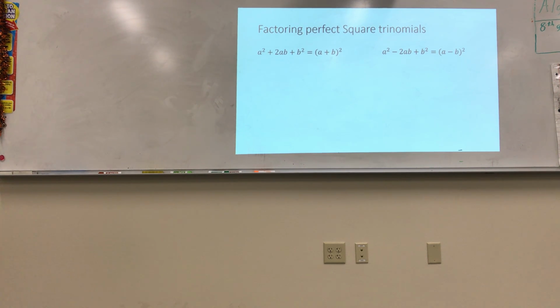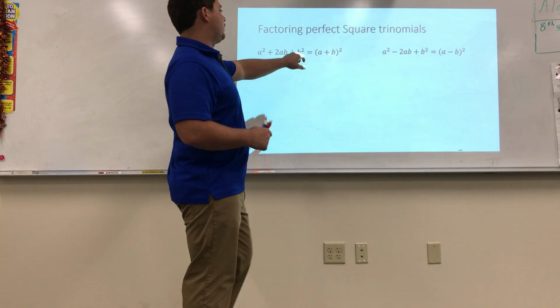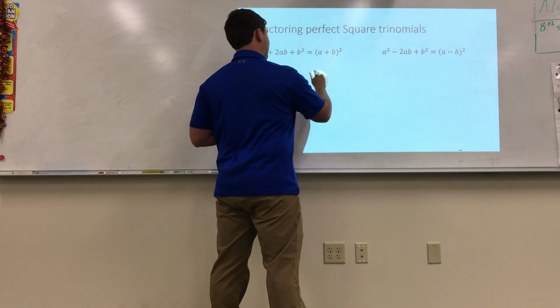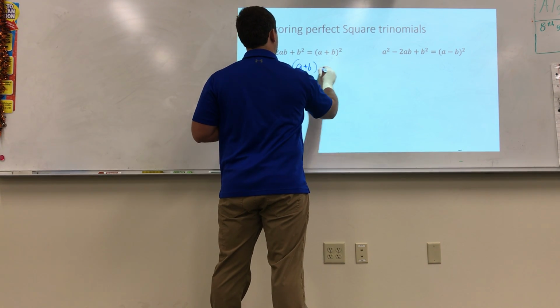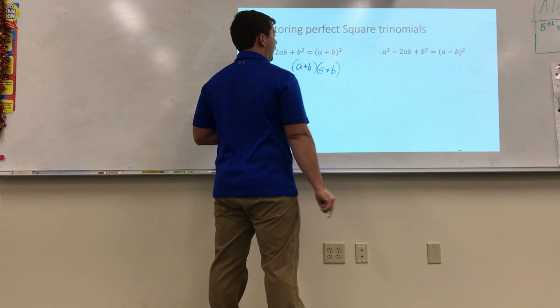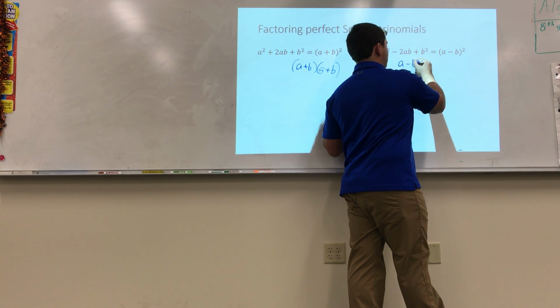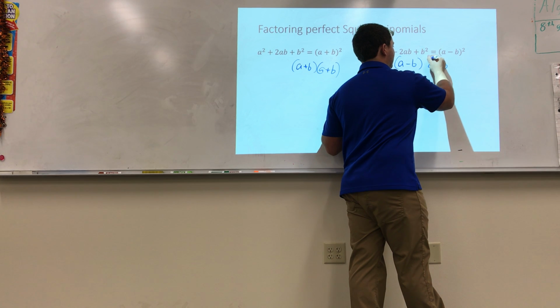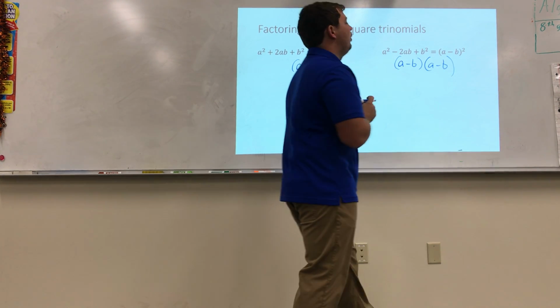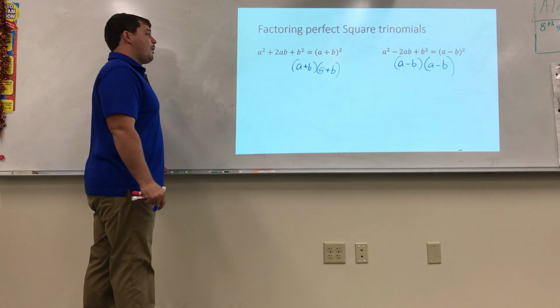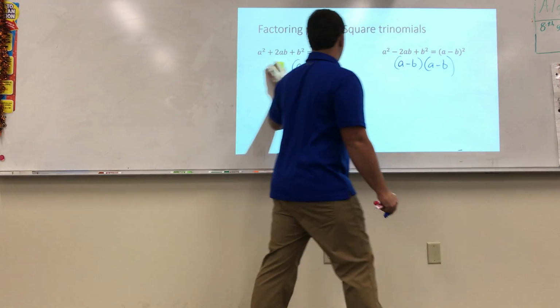Factoring perfect square trinomials. Perfect square trinomials, when it's plus plus, is going to be a plus b squared. These two are going to be the same thing. When you factor it, you're going to get a plus b and a plus b. This one, where you have a minus, is a minus b and a minus b, but those are going to be the same numbers for your a and your b, or variables. So this is when it happens this way.